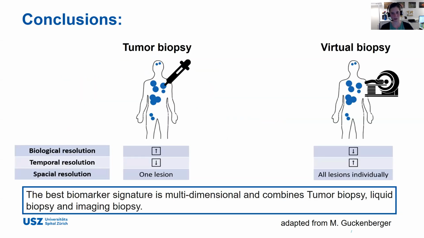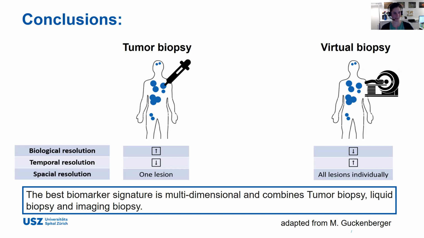So to conclude, how does it compare to tumor biopsy? I think the tumor biopsy has the advantage that the biological resolution is very high, whereas in the image we only see on a millimeter scale. However, we can do much more imaging. Temporal resolution is much higher when we do imaging compared to tumor biopsy. And we have the advantage of imaging multiple lesions at the same time. So why not combine these two and make our perfect biomarker in the end?